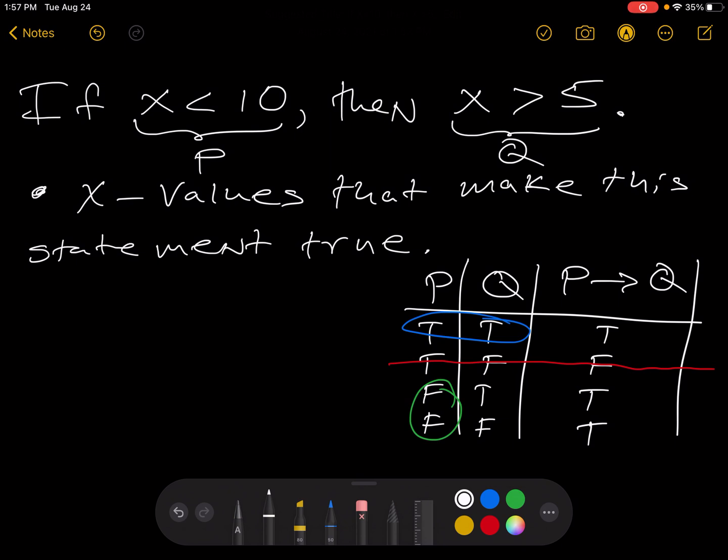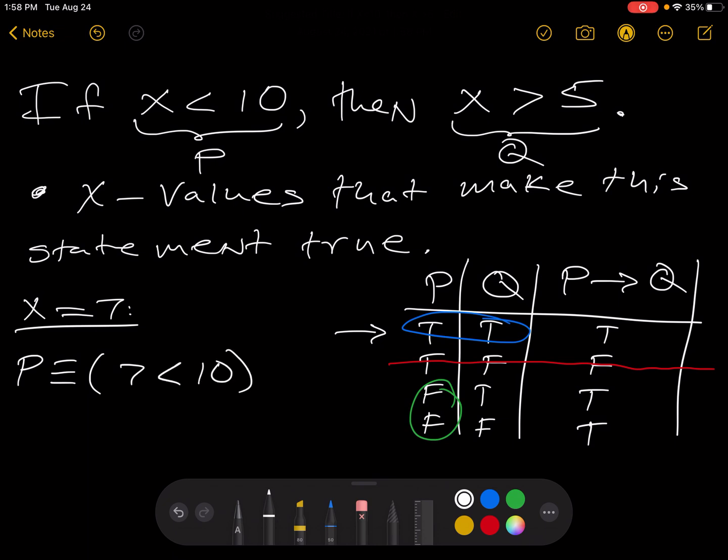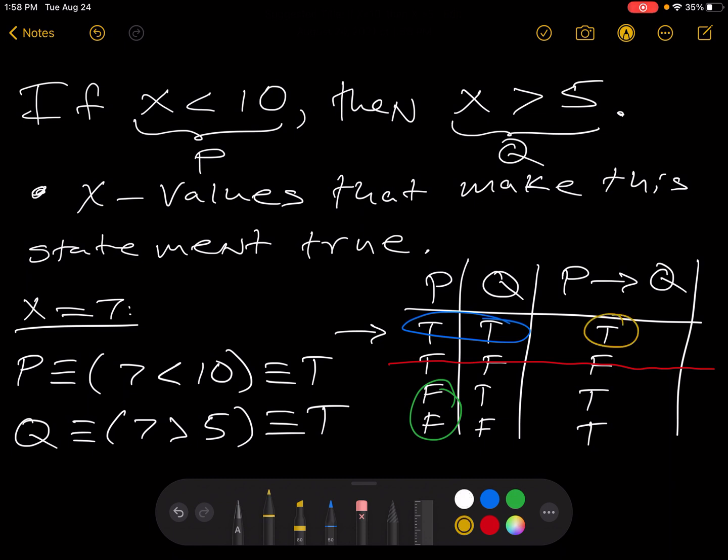Let's look at, say, x equals 7. All right, so when x equals 7, we're in this first situation here, right? Because if x equals 7, then P, which is 7 less than 10, is true. And Q, which is 7 bigger than 5, is true. So overall, we know that we have a true conditional statement, P implies Q.